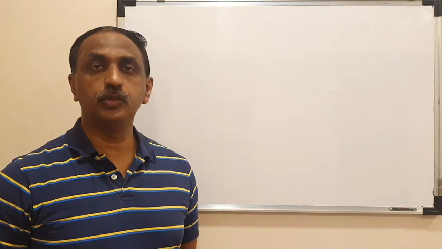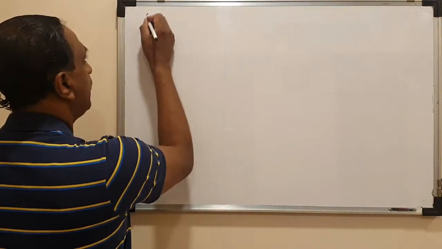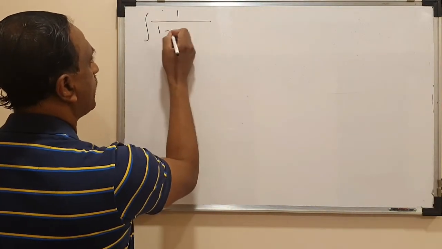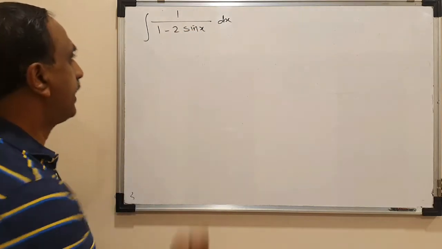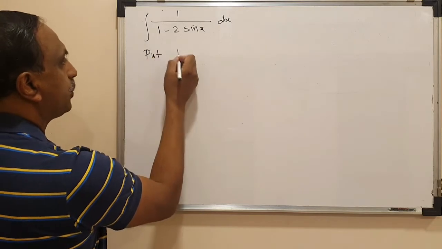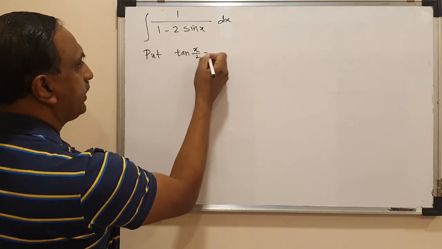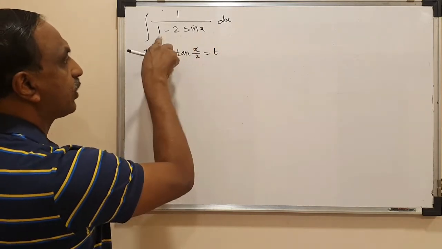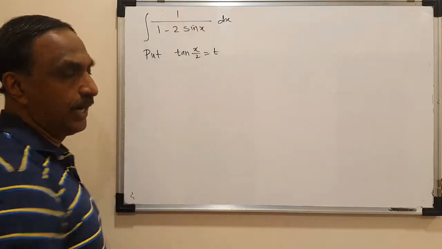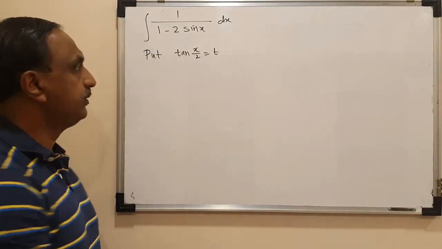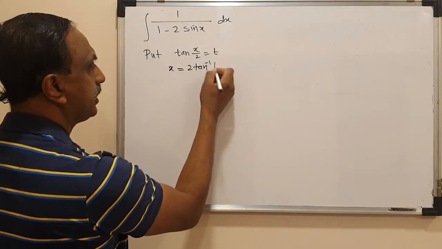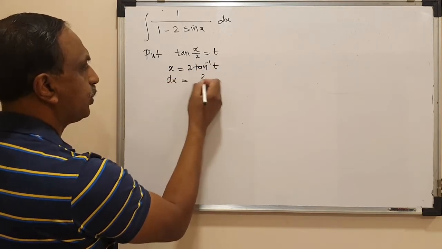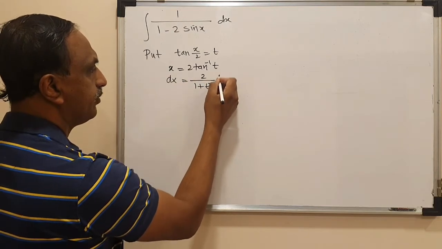One more problem let's do by using this method. Integral 1 upon 1 minus 2 sin x dx. So again, put tan x by 2 as t. Whenever the denominator has a sin x and a constant, and the numerator is 1, you will put tan x by 2 as t. So I can write x equal to 2 tan inverse t. So dx becomes 2 upon 1 plus t square dt.